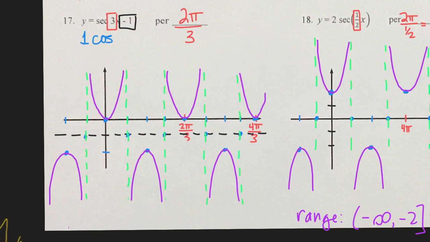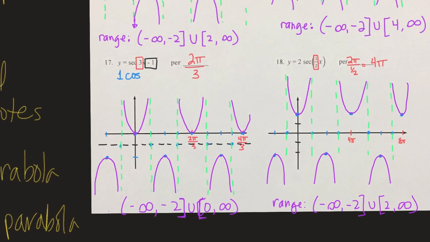Oh, we didn't do the range here, so sorry. -infinity to -2, and then 0 to infinity. Once again, we're at 0 on the y value. Okay, so there you go. Ranges and graphs.